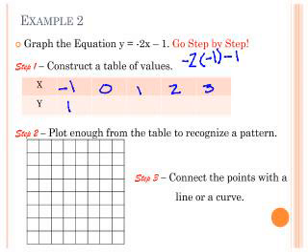inside this table for my y value for -1, I'm going to get just 1. When you do that for each one, you should have gotten something along the lines of -1 for 0, -3 for 1, -5 for 2, sorry about that, and then -7 for 3. Now that I have these values in the table, I can go ahead and begin plotting them. My step 2, I can begin plotting them.